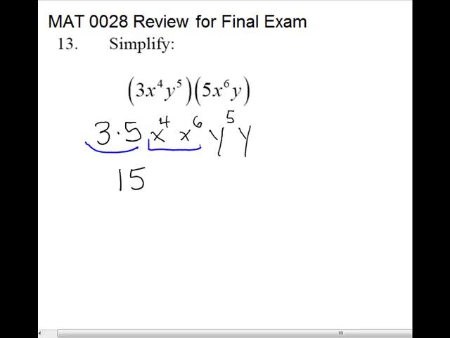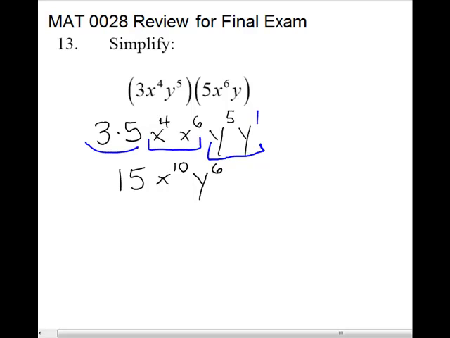For my x's, they're side by side. Like bases multiplied, you keep the base and add for the exponents. Same thing for the y's, like bases side by side, keep the base and add. Don't forget, if you don't see an exponent, it's understood to be a 1. I didn't say y is 1, the exponent is 1. So 5 plus 1 is 6.